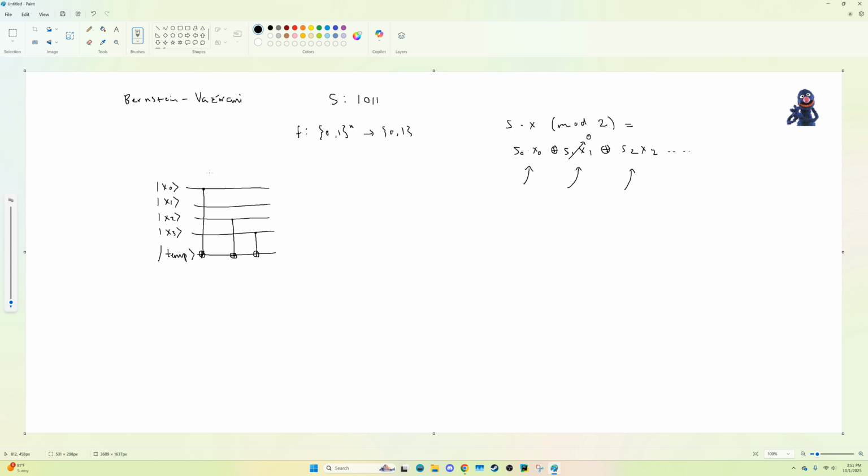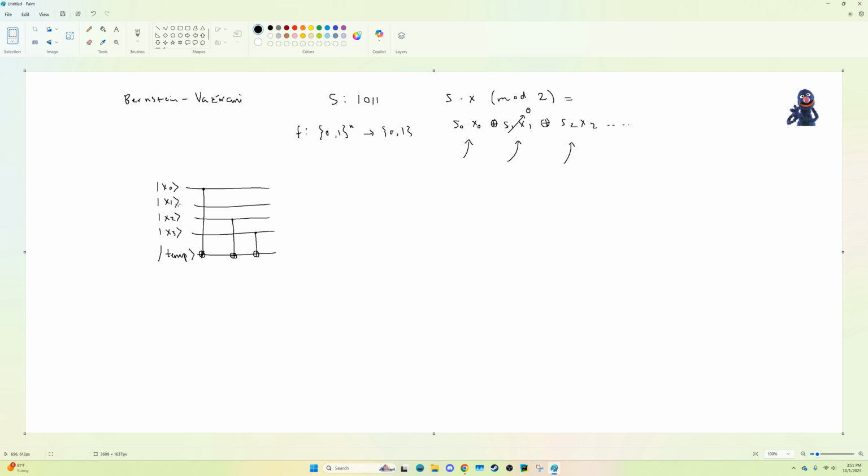Though when we're actually querying this function, this is completely invisible to us, so we don't see these CNOTs, we don't know their locations, but we do know that that's how it's set up on the inside. And that's going to prove really useful in solving this problem. So we know that is true. This is how the circuit has to be designed quantumly.